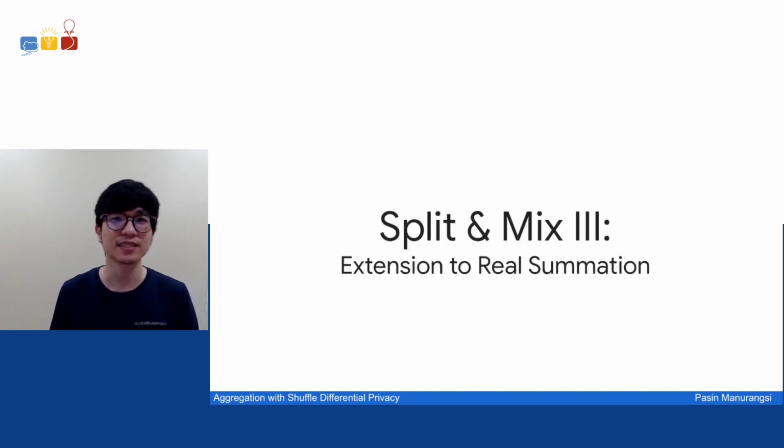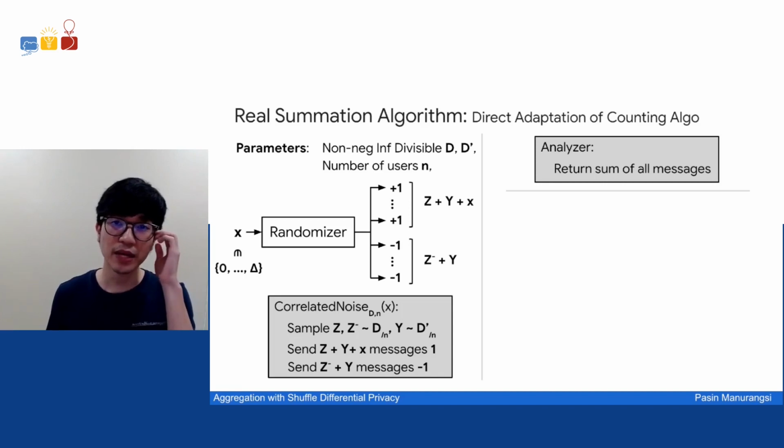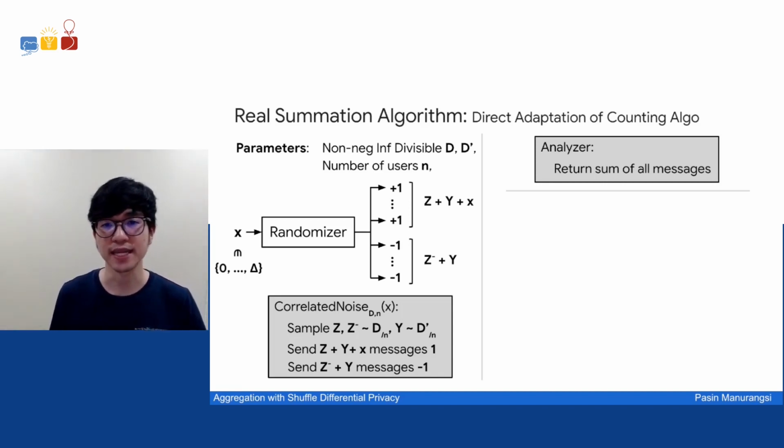So far we discussed the split and mix in the counting setting where each xi is 0 or 1. In the last part of this talk, let's try to extend this 0 and 1 setting to the integer setting where each xi can be from 0 to big Delta. Okay, so I'm just copying here the protocol from before. It is exactly the same as before.